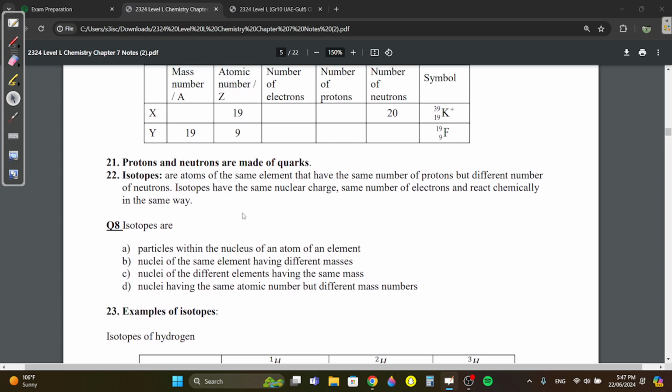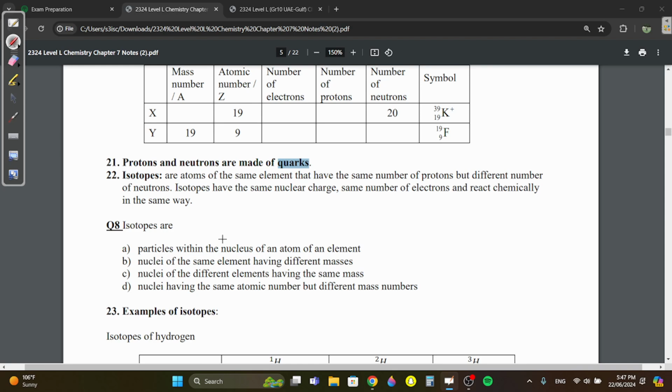Before going down, I've never seen them ask a question on this, but they could decide to bring it. Protons and neutrons are made of quarks. Quarks are smaller than protons and neutrons. They're what make up the protons and neutrons.